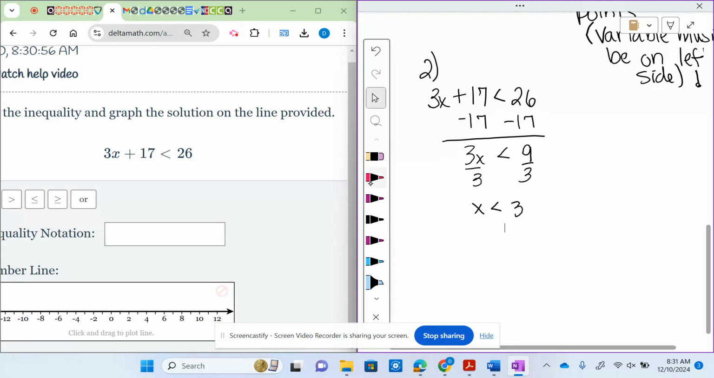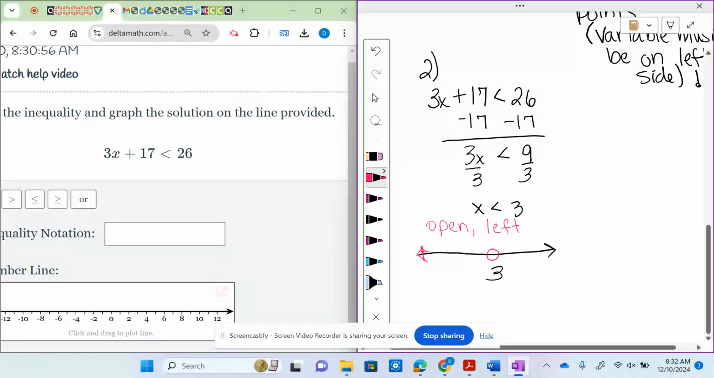So when I think about my number line, is this going to be an open circle or a closed circle? It's going to be open. Am I shading to the right or to the left? Good job. So open circle, shade to the left. I'm just going to add the number 3 down here.